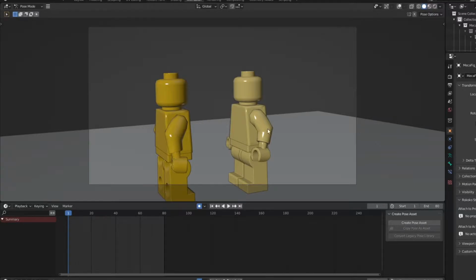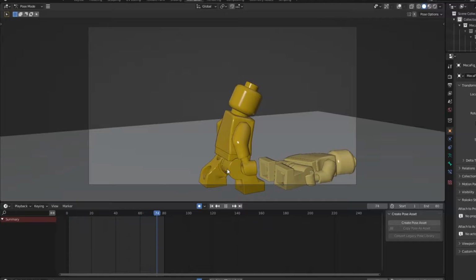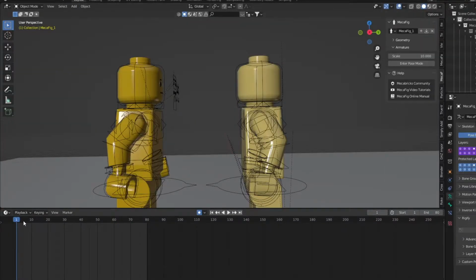So, I have a fight scene that I made right here, and I'll go ahead and play it so you guys see what I did. Alright, so I'll teach you guys step by step how I did it.